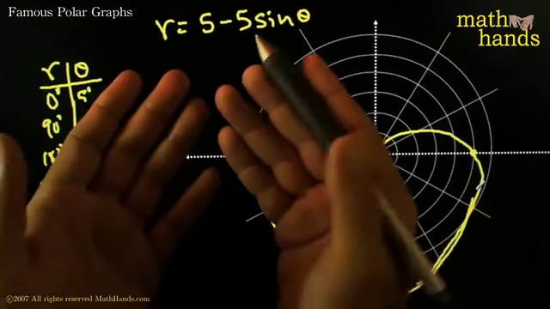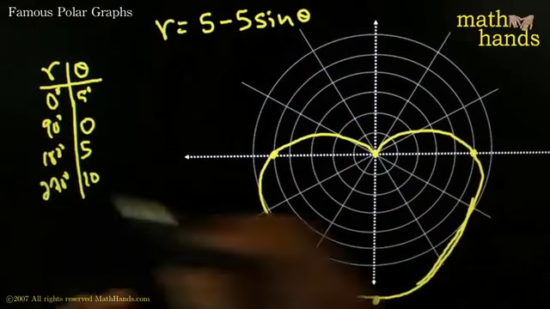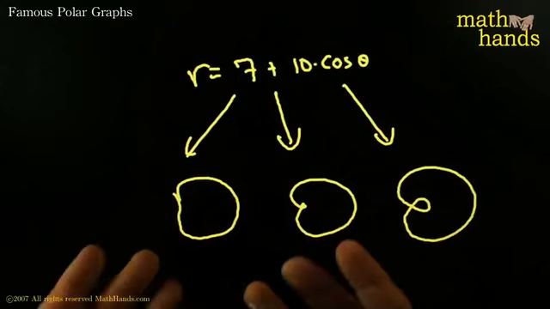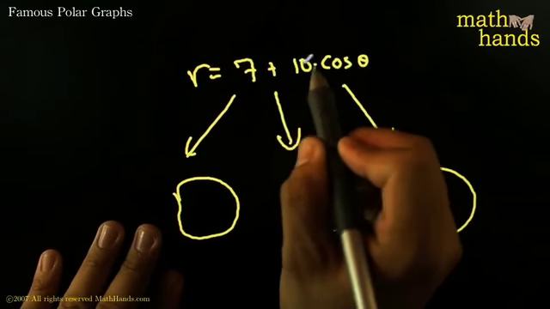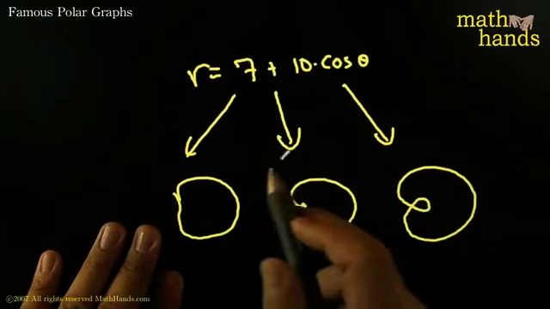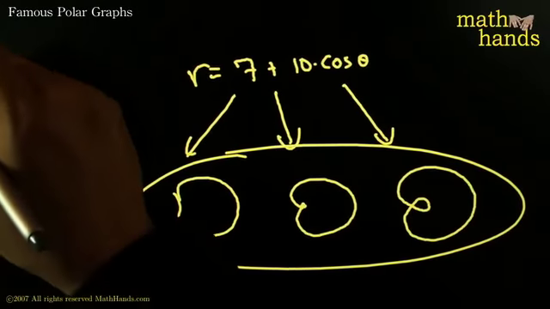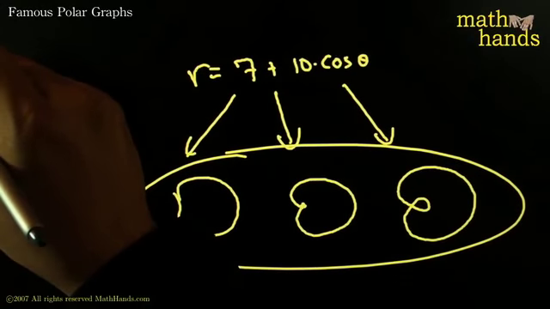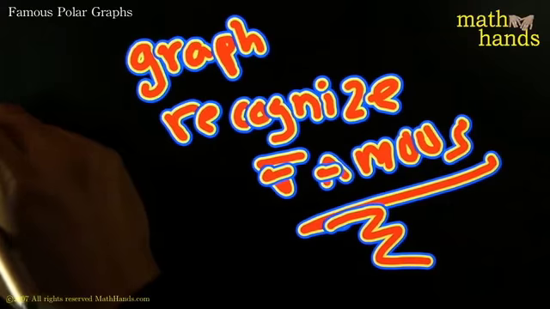Okay? Nothing to memorize, just plot these four and figure out which of these three fits the bill. So long as it's a constant plus another constant times cosine or sine, it'll be one of these three. That's the beauty of it. So that's the second way of graphing. Recognize famous ones, and these are all super famous.